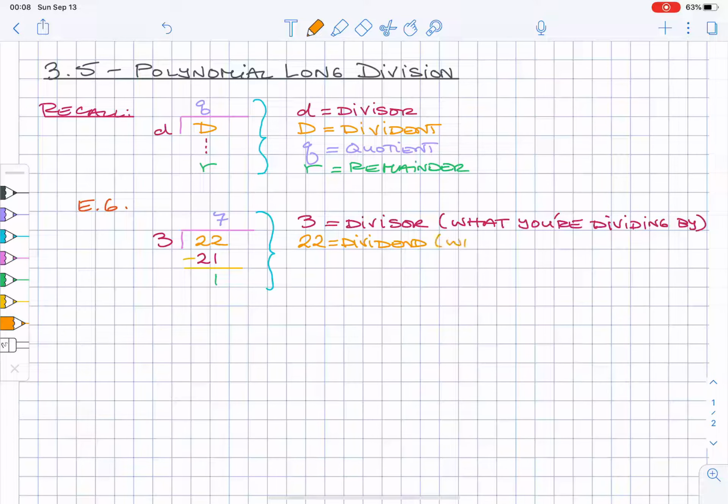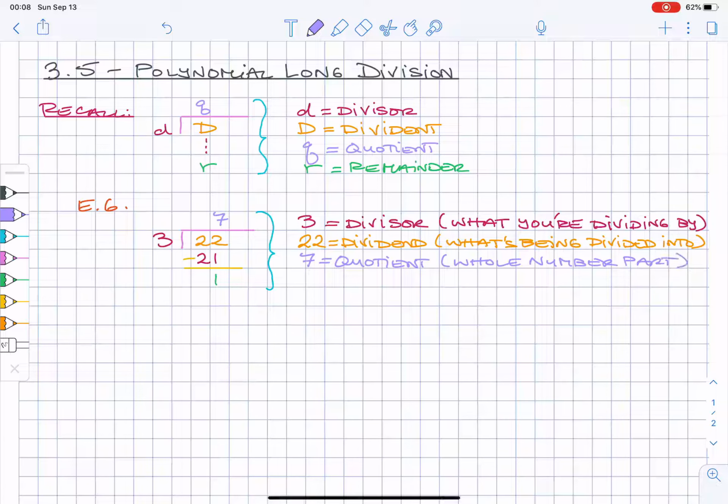What's being divided into? We have 7, which is the quotient, and that's the whole number part. And last but not least, we had 1, which is the remainder, and the remainder is the fractional part.